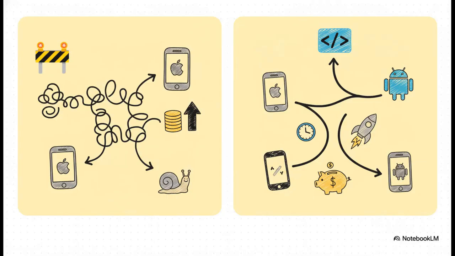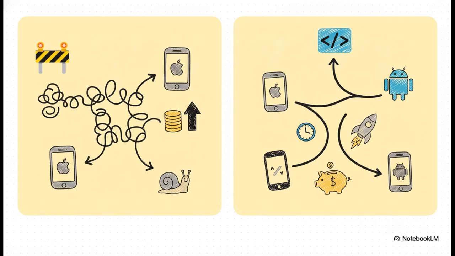And this slide really nails the classic dilemma. Over on the left, you've got the old school painful way, building two completely separate apps. That means two different code bases, probably two different teams, which, you guessed it, jacks up your costs and makes your launch date feel like it's a million years away.